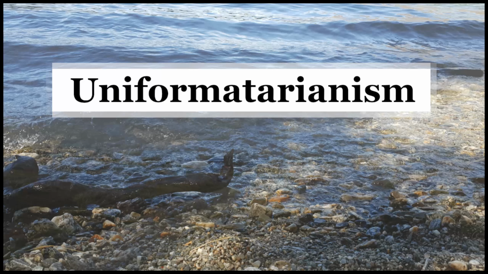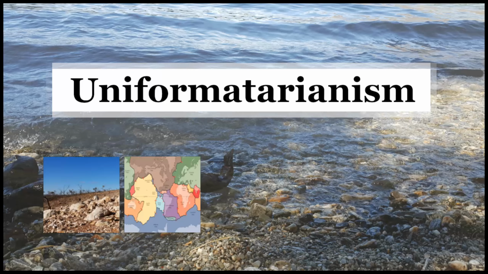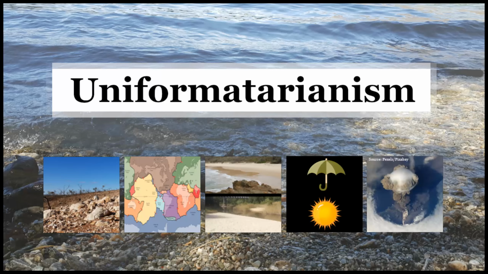Uniformitarianism, say that 5 times fast, is the idea that the processes we see at work in the environment today are the same processes that were at work in past environments. So things like weathering, erosion, tectonic activity, depositional environments, climate, volcanic activity, and much more have been ongoing processes for most of Earth's history and have shaped and destroyed past environments, modern environments, and will affect future environments.